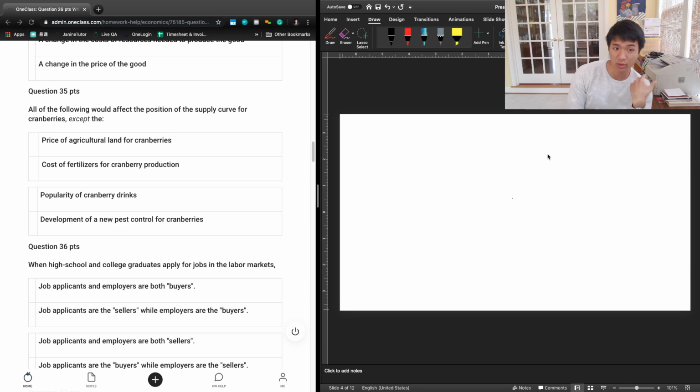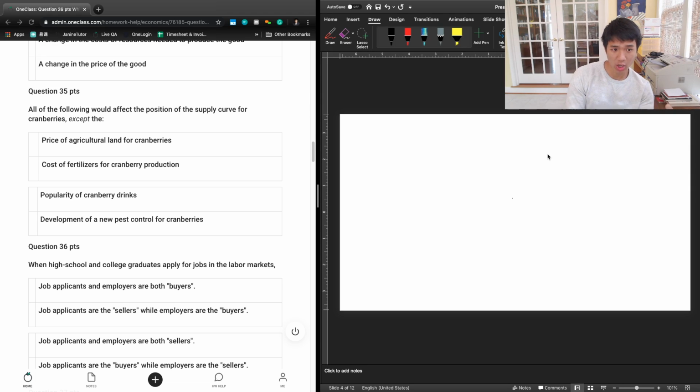So A says the price of agricultural land for cranberries. And we would expect this to affect the supply curve, right? It is a supply determinant. You can think of land as an input into the production of cranberries. And so changes in input prices are obviously going to affect how much a supplier can supply. So A is not going to be the right answer here.